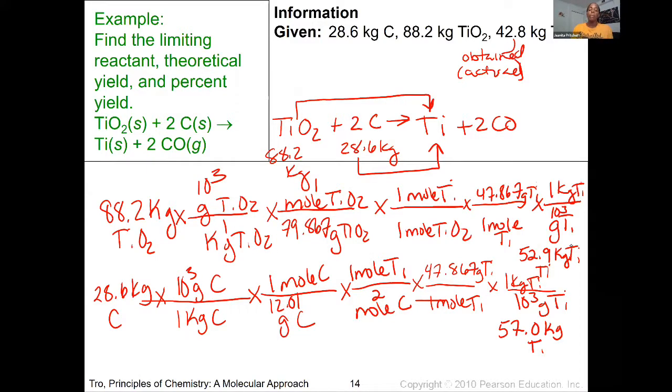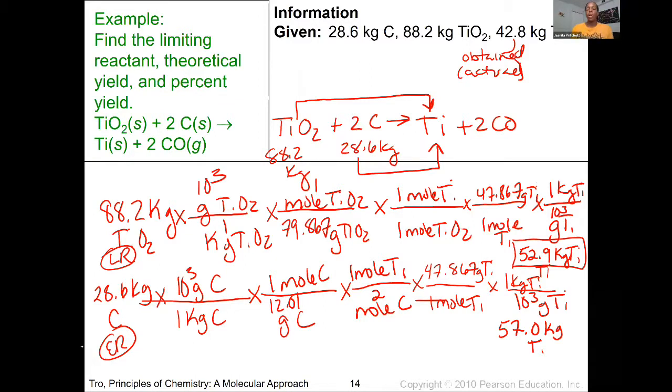So when we think about what our theoretical yield is, well, the theoretical yield is that smaller amount. So 52.9 is our theoretical yield, which makes the titanium our limiting reactant. And therefore the carbon is the excess reactant.